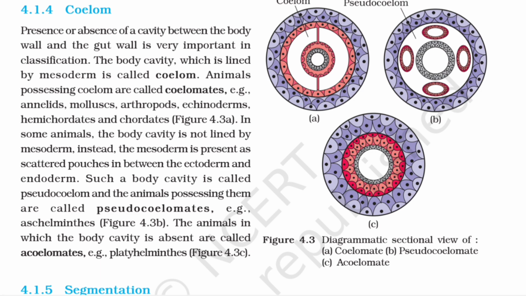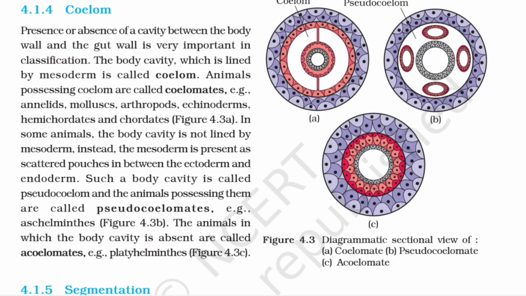In some animals, the body cavity is not lined by mesoderm. Instead, the mesoderm is present as scattered pouches in between the ectoderm and endoderm. Such a body cavity is called pseudocoelom, and the animals possessing them are called pseudocoelomates, for example Aschelminthes, figure 4.3b. The animals in which the body cavity is absent are called acoelomates, for example Platyhelminthes, figure 4.3c.